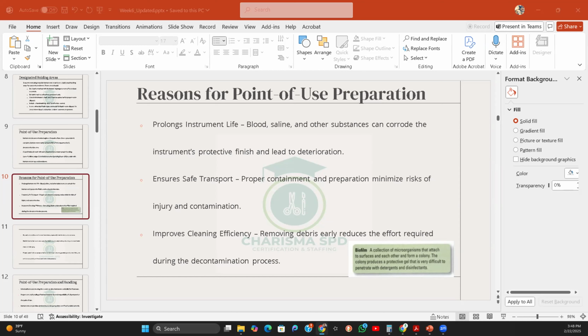So now, if proper preparation is done at the point of use, it basically reduces the volume of debris or gross soil on the instrument: the bone chipping, the fatty tissues, the blood tissues, the liquids, whatever sources of contamination you can think of, that make the whole transport system heavy.